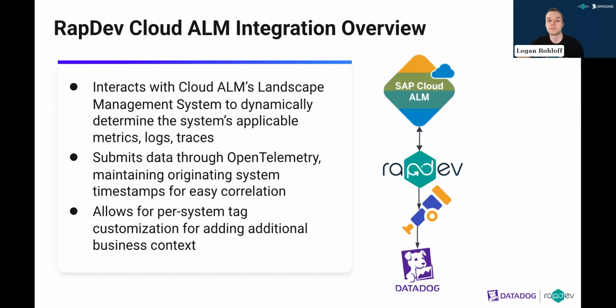And we understand that SAP systems are complex and you can't always install Datadog agents on the source systems. This is especially true in the case where those systems are SAP cloud hosted. So our integration also allows for additional tags to be assigned for each of the configured systems, to really allow you as the end users to enhance your telemetry with your specific business context.